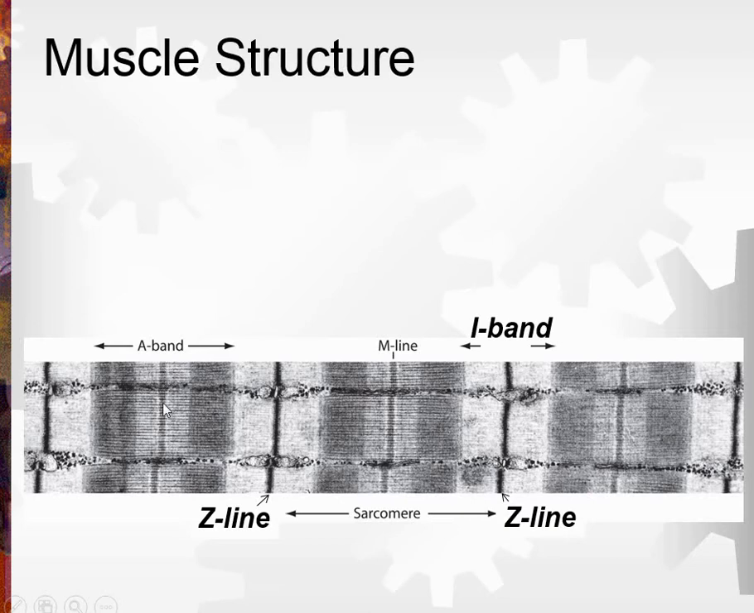And this central region down here is your M line, and that's basically where the myosin golf clubs this side join the myosin golf clubs going that way. And when we get contraction, basically what happens is that these Z lines get nearer together. The A band stays the same, the I band gets smaller, and yeah, we have muscle contraction.